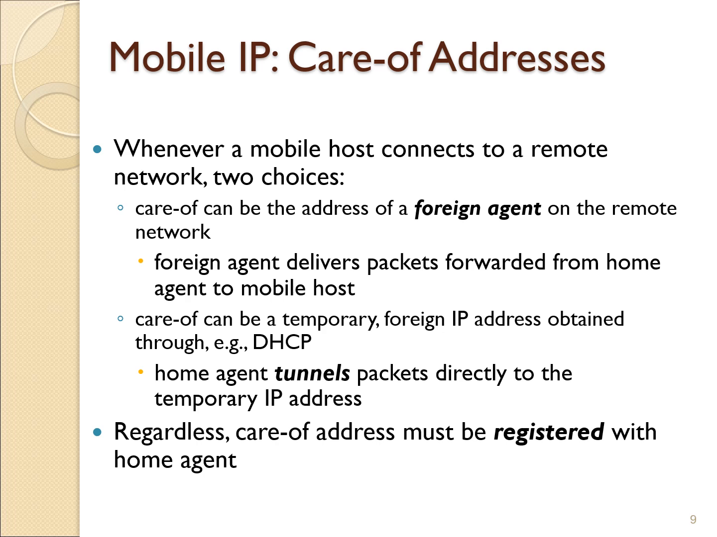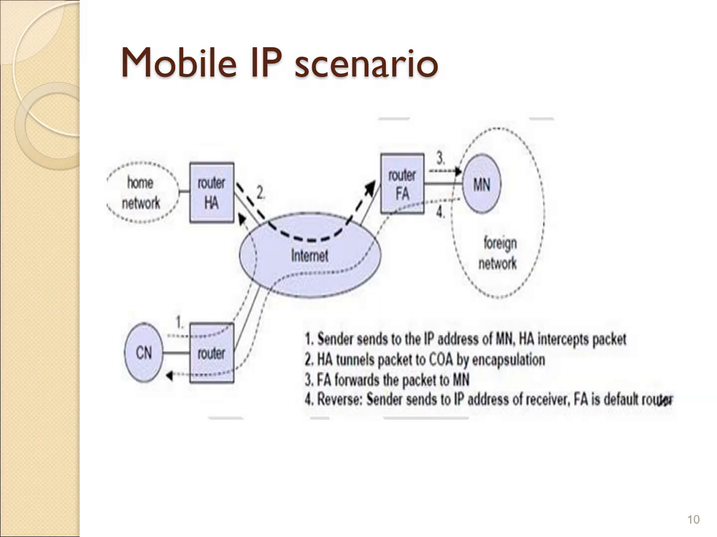Whenever the mobile host connects to a remote network, there are two choices. One is the care of address of a foreign agent on a remote network. The foreign agent delivers the packets forwarded from the home agent to the mobile host. The care of address can also be a temporary foreign address obtained through DHCP. The home agent tunnels the packet directly to the temporary IP. Regardless, the care of address must be registered with the home agent. So this is the scenario of mobile IP.